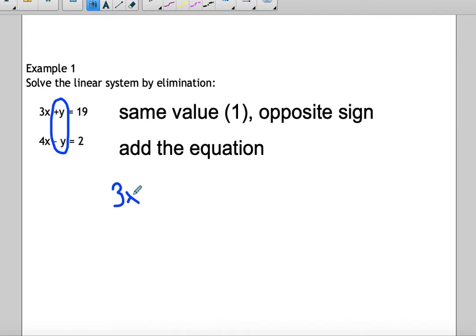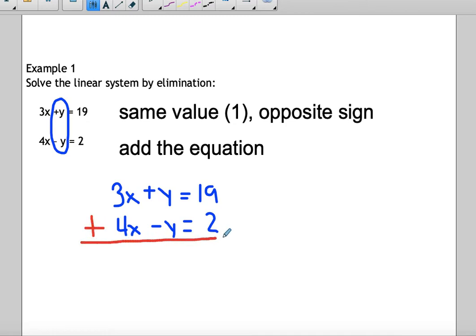So if I rewrite these two equations here, 3x plus y equals 19. And right underneath, I'm going to have 4x minus y equals 2. So for this bottom equation, I am going to add the coefficients to get my new value.